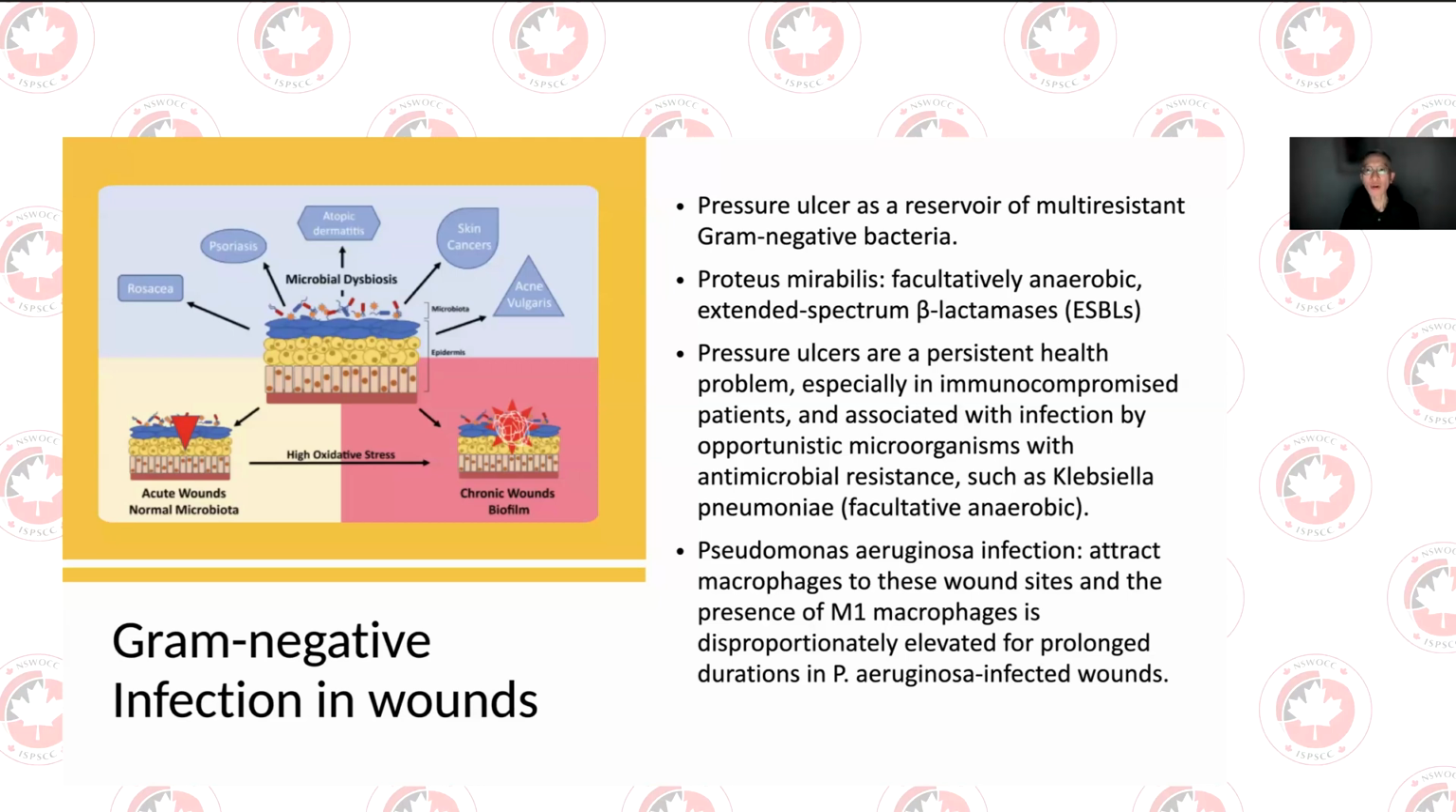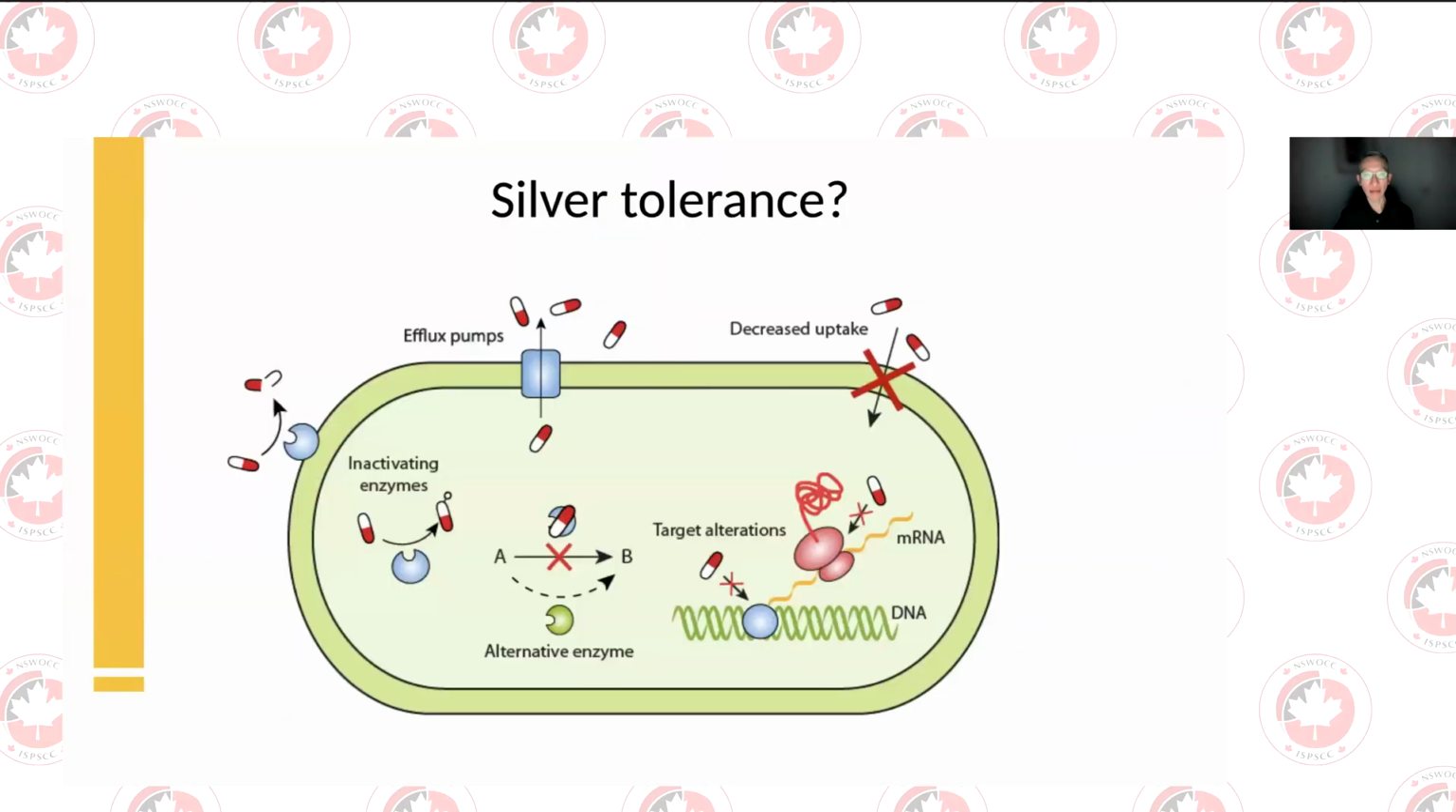And of course, some of the multi-drug resistant bacteria with extended spectrum beta-lactamases can resist the common types of antibiotic agents that we use, and Pseudomonas. There are a lot of mechanisms that we understand Pseudomonas can develop, not a resistance mechanism per se, but they become more tolerant to antimicrobial agents.